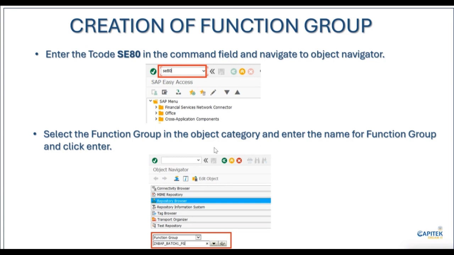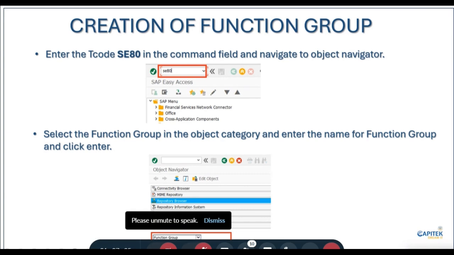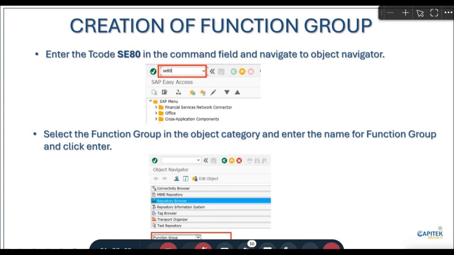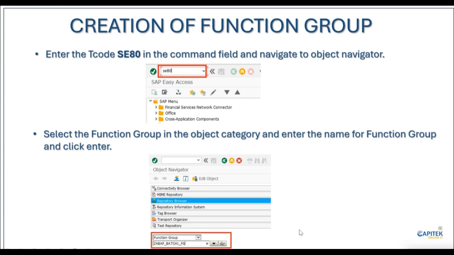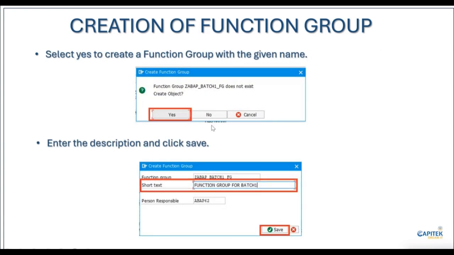The function group can be created using the transaction SE80. You go to the transaction, and from the drop down you select the function group and provide the group name. You can say SAP ABAP underscore batch 1 underscore FG. FG stands for function group. Once you provide the group name, it will ask you whether you want to create the function group. You say yes, provide the description for the function group, and save it.